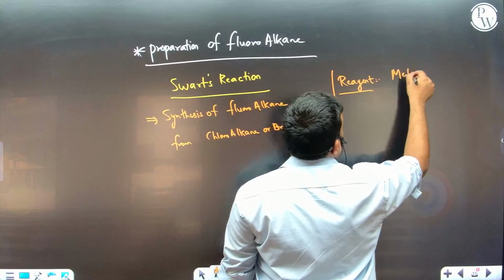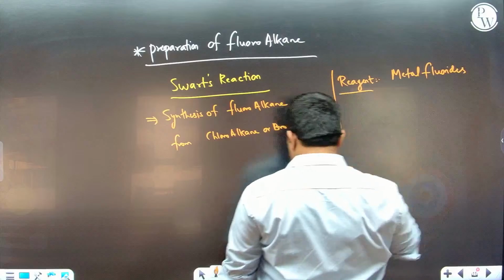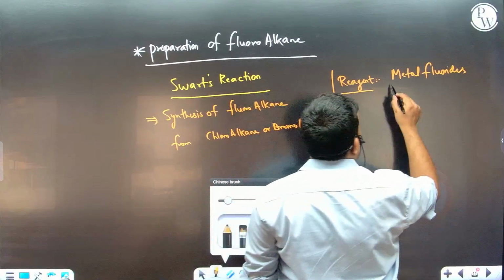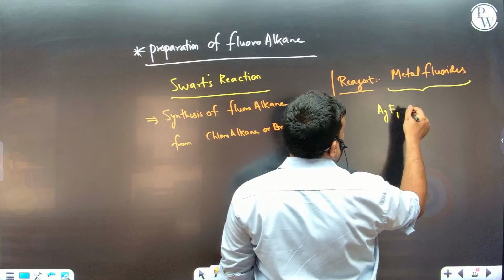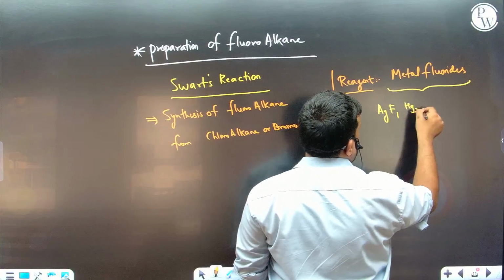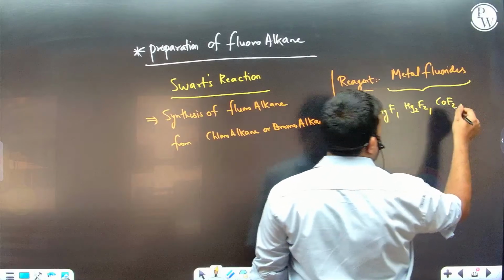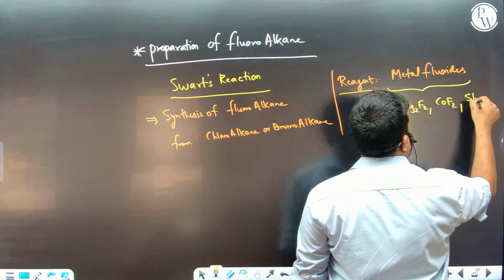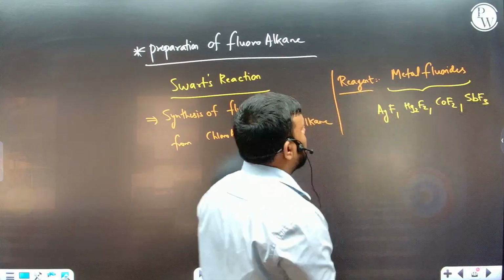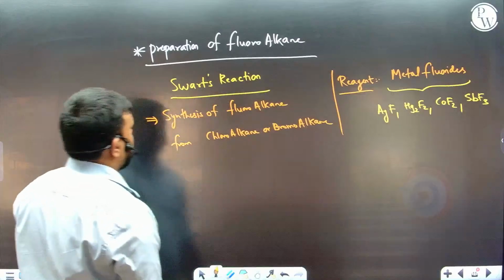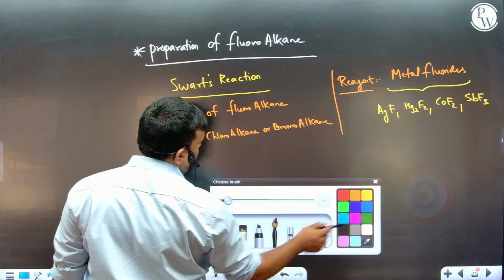Okay, and the reagent used over here is nothing but metal fluorides, and these metal fluorides can be AgF or Hg2F2 or CoF2 or SbF3. Among them you can use any one. So this is for the preparation of fluoroalkane from chloroalkane or bromoalkane.